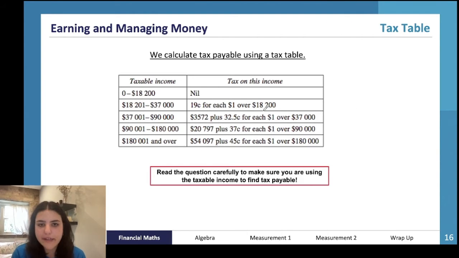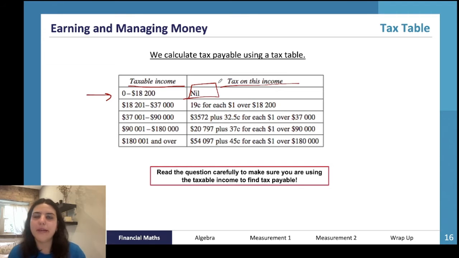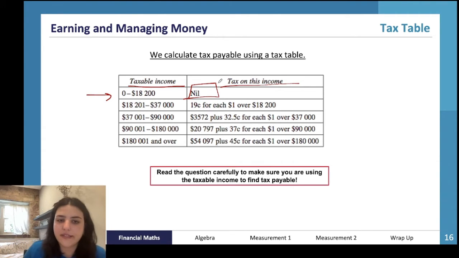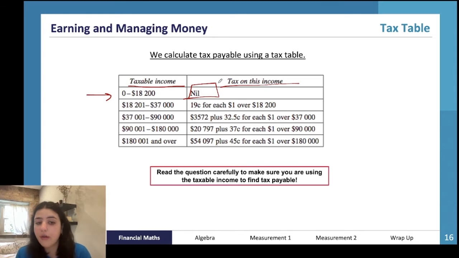All right, so we calculate our tax payable using what we call a tax table. So you'll see that we have our taxable income and then we have tax on this income. If you earn less than $18,200 a year, you do not pay tax. This is why I suspect most of you will be unfamiliar with paying tax, because if you're earning $18,200 a year as a year 11 student, well done, you're killing it. Most of you aren't. Once you earn enough, you'll move into one of these 4 brackets.